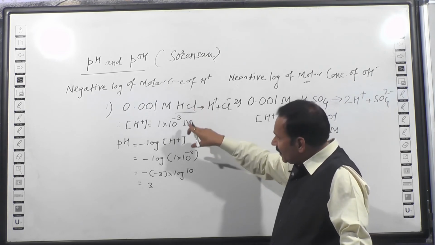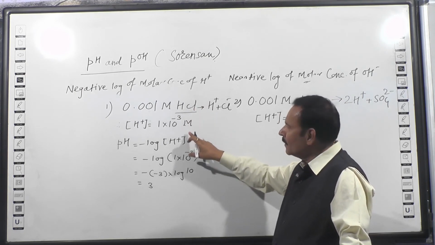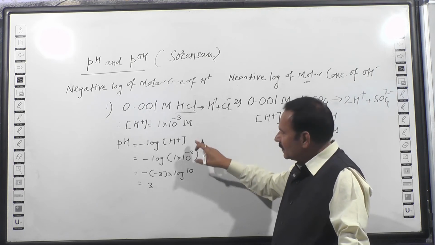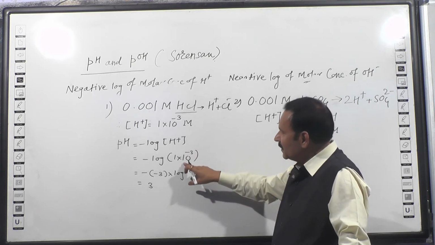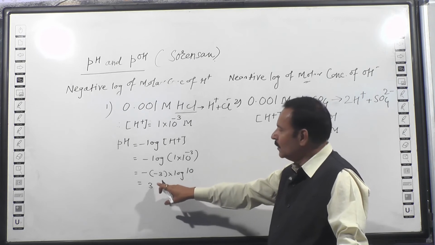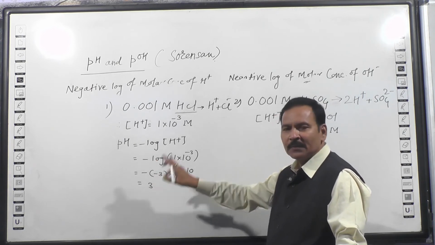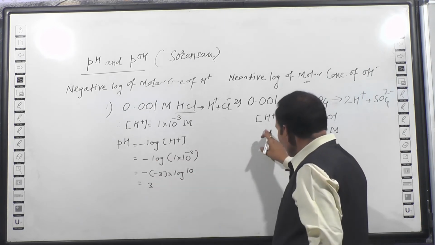ये कॉन्सेंट्रेशन कन्वर्ट कर दिया H प्लस आयन में, फॉर्मूला अप्लाई किया pH का, वैल्यू पुटअप कर दिया H प्लस का और उसको सॉल्व कर दिया, तो वी आर गेटिंग वैल्यू ऑफ pH टू बी इक्वल टू 3. नाउ लेट अस कैलकुलेट हियर.